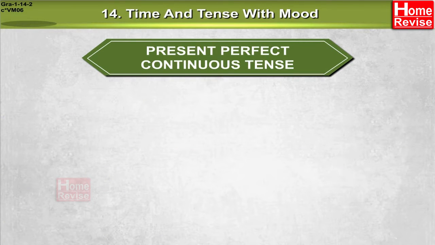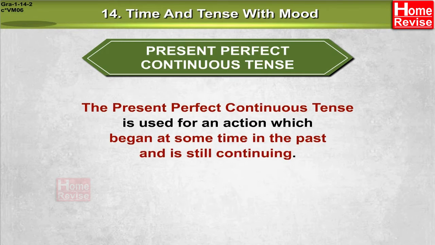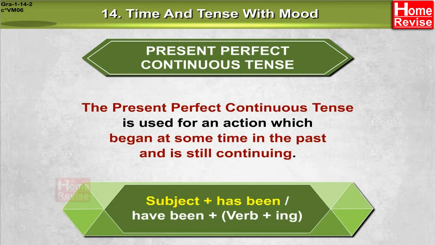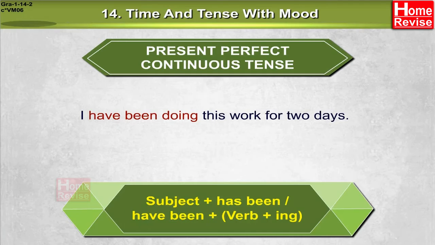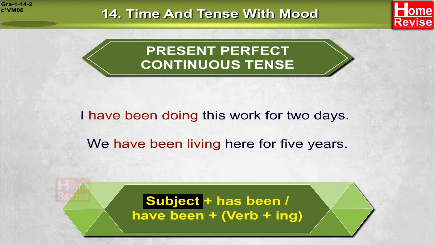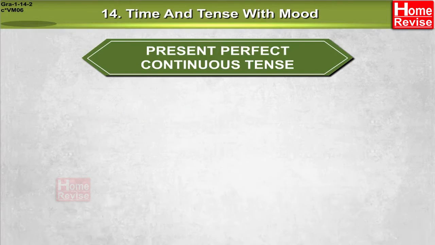Present perfect continuous tense. The present perfect continuous tense is used for an action which began at some time in the past and is still continuing. Subject plus has been or have been plus verb plus ing. I have been doing this work for 2 days. We have been living here for 5 years.